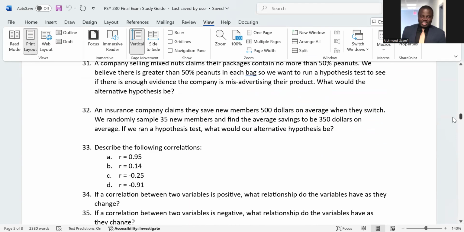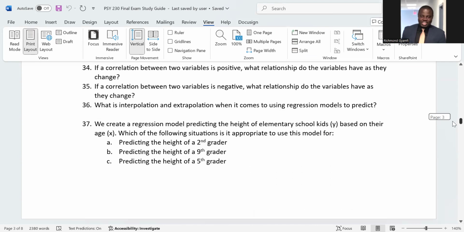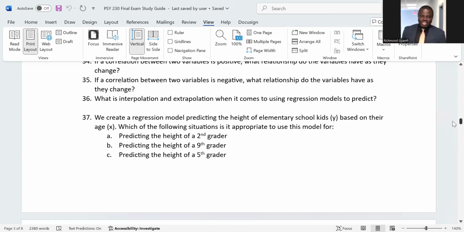Now for number 37, here we're going to be using interpolation, extrapolation. Remember, because extrapolation is outside of the range, it's dangerous, it's inappropriate.